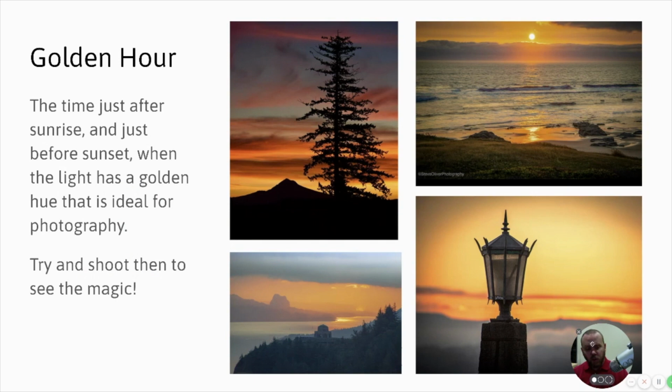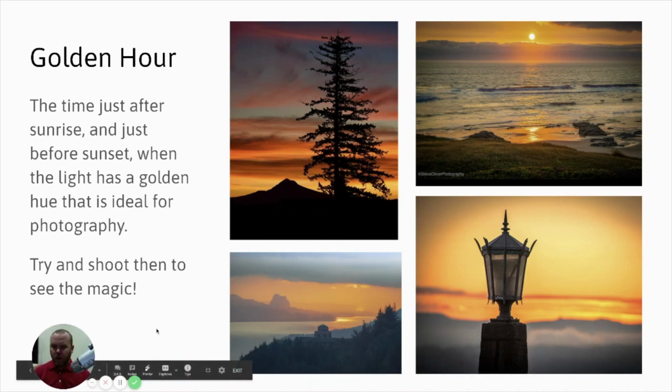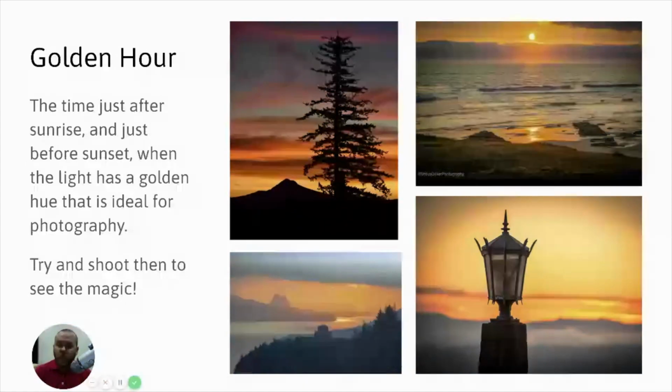All right, let's talk about the golden hour and why it's so important. So the golden hour is the time just after sunrise and just before sunset when the light has a golden hue that is ideal for photography. So if you try and shoot then, you might see some magic.